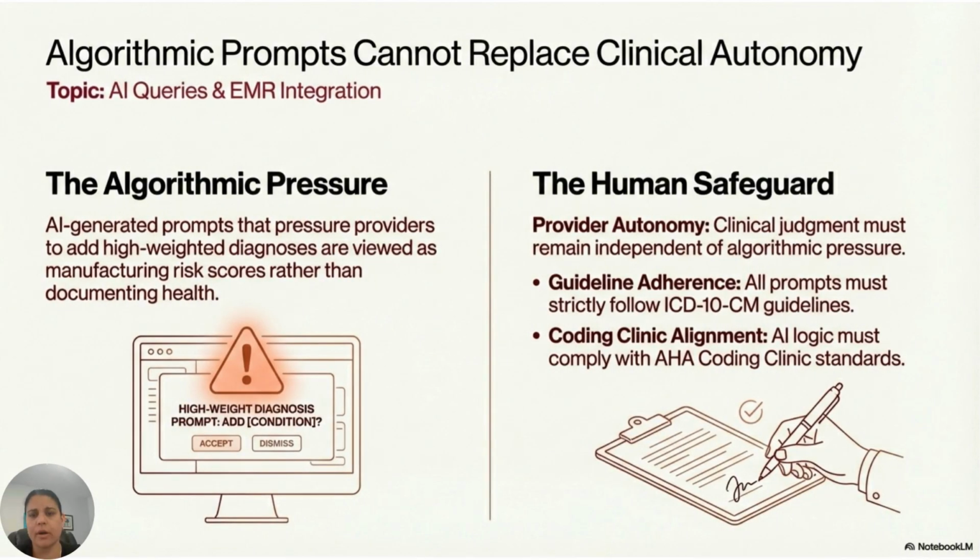AI prompts can help with documentation, but they should not control it. In today's world, we have learned the benefits of using AI for certain reasons. However, when a set of rules pushes high weight diagnoses, it looks like score inflation. Provider judgment needs to remain independent, and every diagnosis documented in the medical record should follow ICD-10-CM and Coding Clinic guidance.